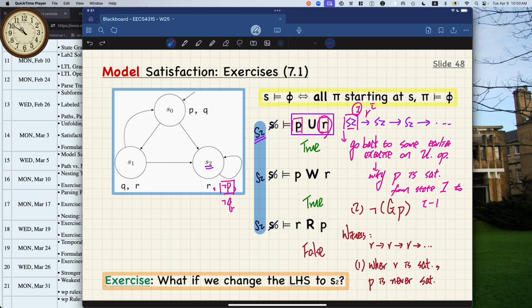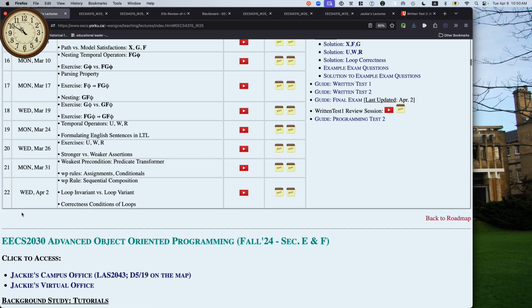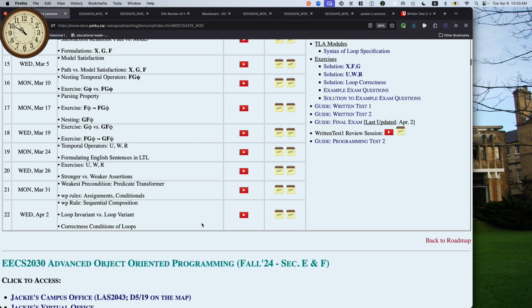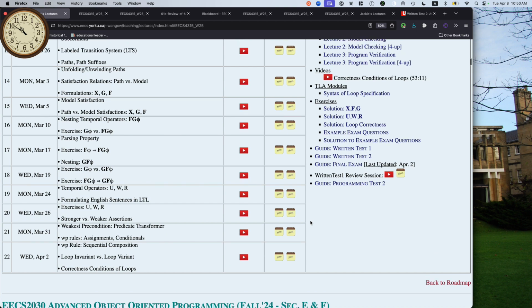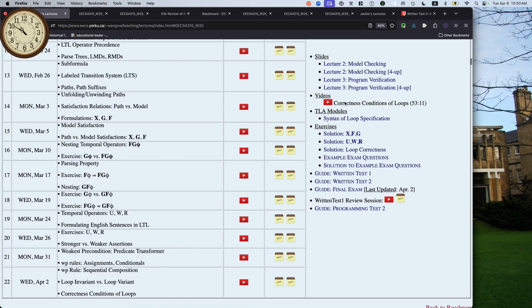Professor, the last YouTube video that you uploaded is not complete. For that one, it's almost complete, except for the very last part, when I spoke about the proof correctness condition for the loops. That's why I put it here. This is actually from the previous year, starting from 5311. If you want to catch up with that part, feel free.